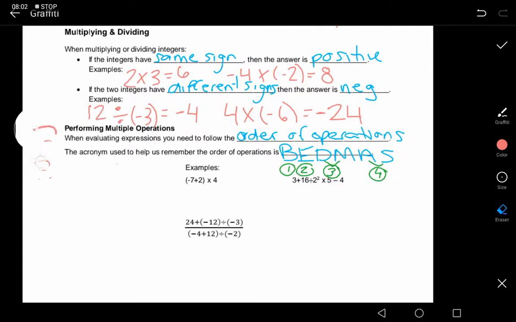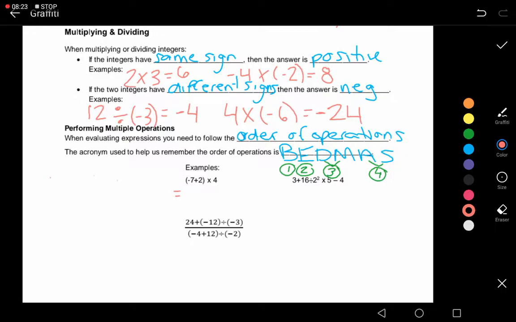So let's look at a couple examples here. Small eraser. There we go. Okay, so let's look at this example first. First thing we're going to do is look for brackets. Okay, we can see there are brackets here, so that's what we're going to evaluate first.